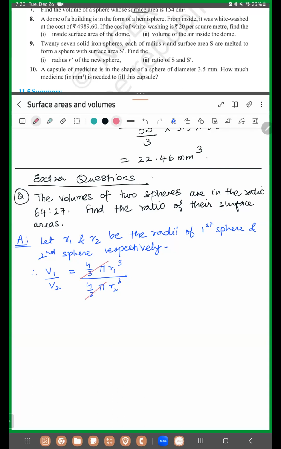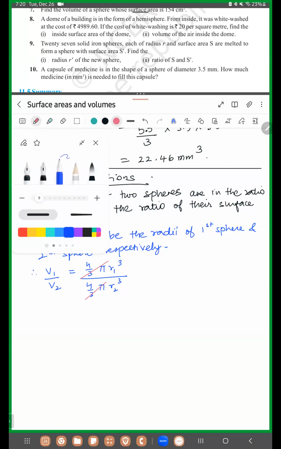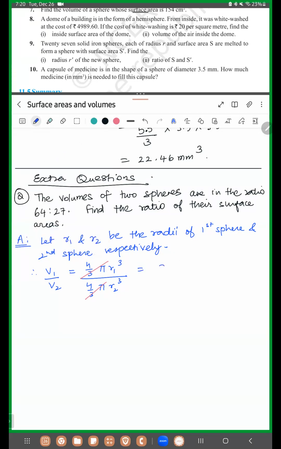Now here 4 by 3 pi gets cancelled, and we are left with r1 by r2 whole cube. And this is given to us as 64 is to 27. 64 by 27. Now think about it. 64 is the cube of what? 64 is the cube of 4. Yeah. 4 into 4 into 4 is 64.